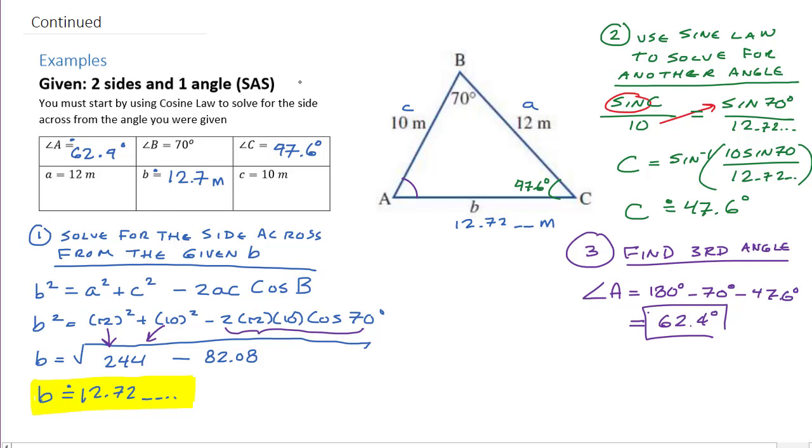We solved the first one. So that's a side angle side. The nice thing with side angle side is you have no choice. You have to solve for the side across from the angle you're given, and you can't use sine law, so you're stuck. There's no choice. All right, so let's look at the next scenario here.